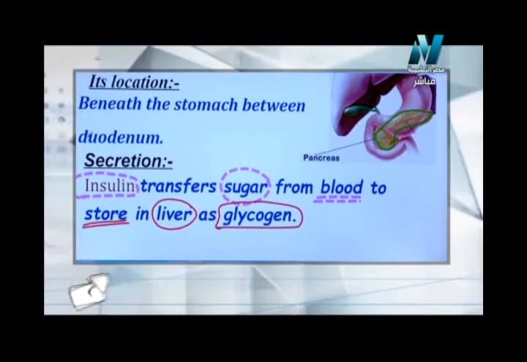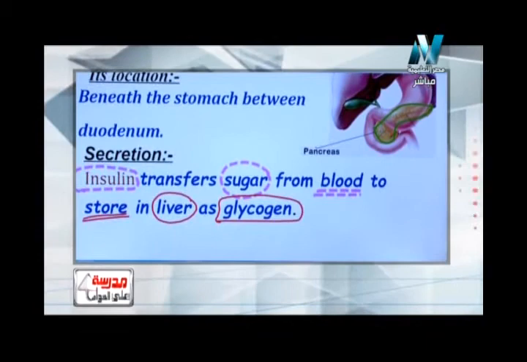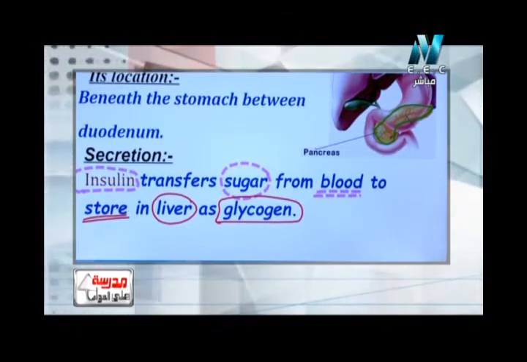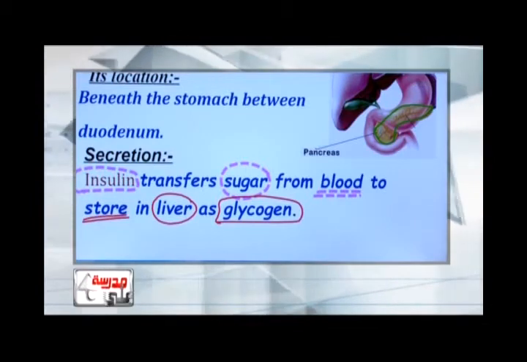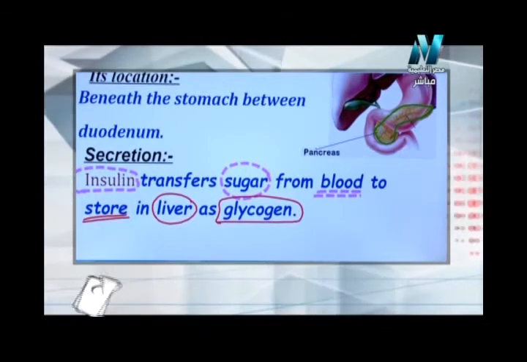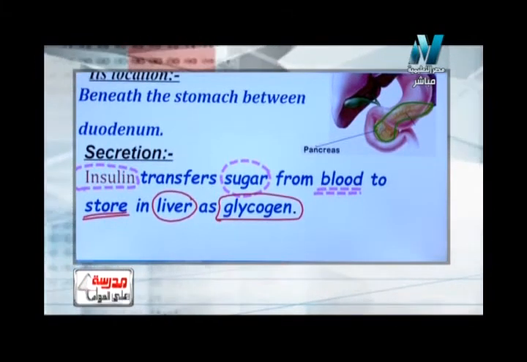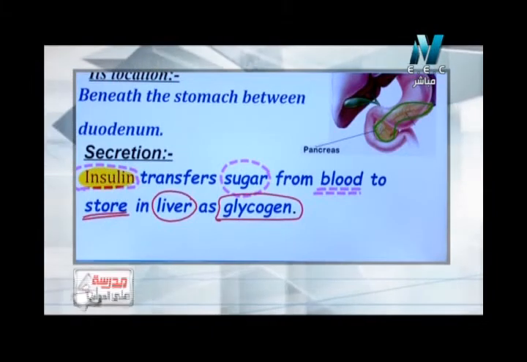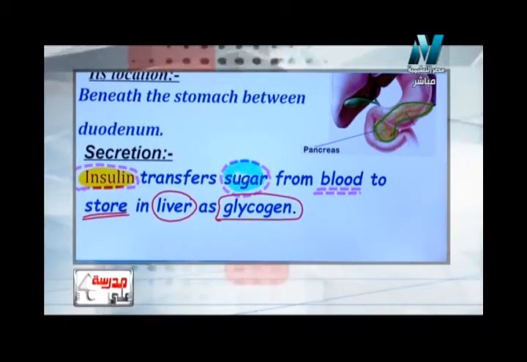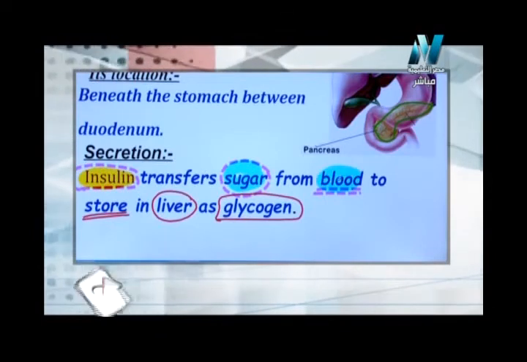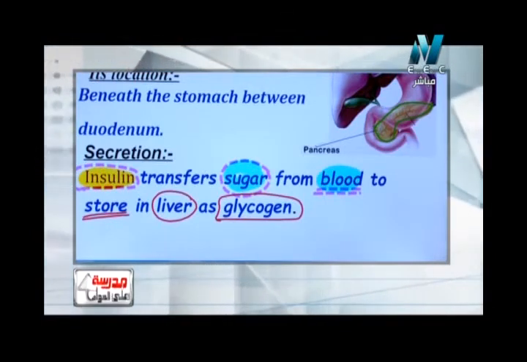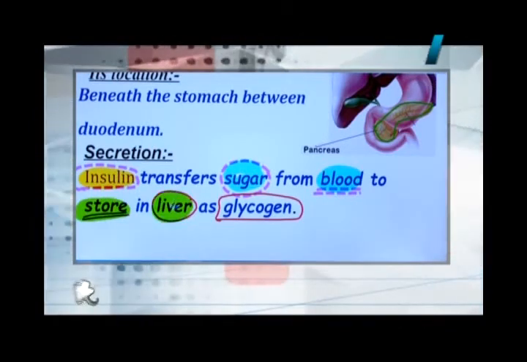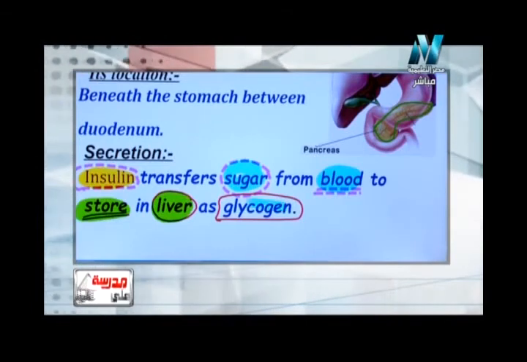As we know more information about glycogen. يبقى عشان كده الانسولين decrease، لو الانسولين قل السكر بيعلى في الدم، عشان كده الانسان suffers from diabetes اللي هو مرض السكر. يبقى here dear students we talk about insulin and its function to transfer sugar from what؟ from blood to store في ايه؟ to store in liver as glucose؟ no as glycogen، في صورة glycogen.